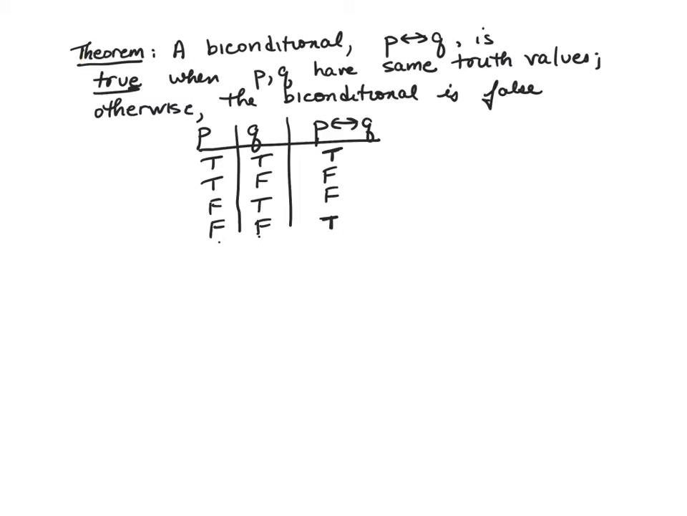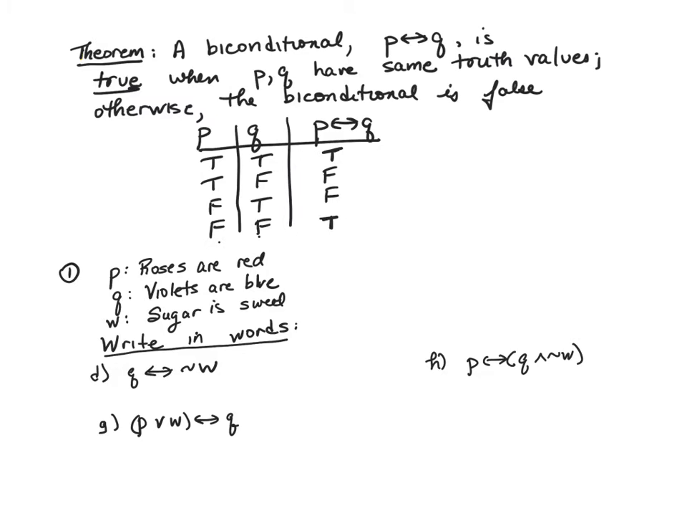Let's take a look at a few problems on your worksheet number 17, but I will rewrite them here just in case you don't have that worksheet. All right, and this is exercise number 1. P represents roses are red, Q represents violets are blue, W represents sugar is sweet. So let's write the following in words. Q if and only if not W.